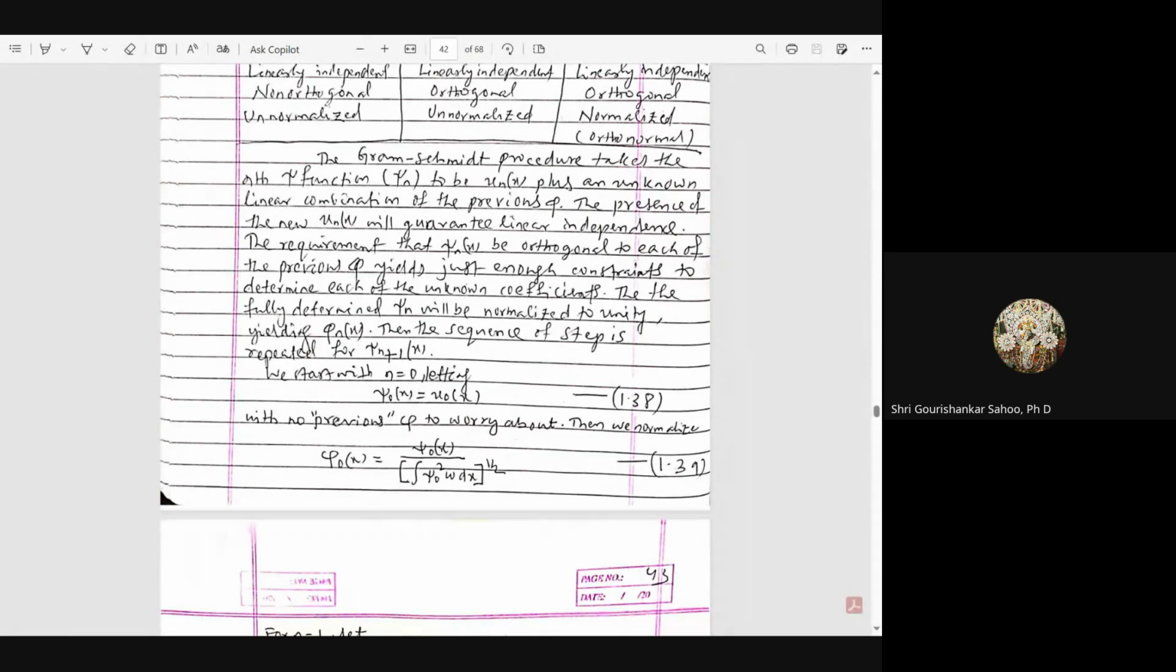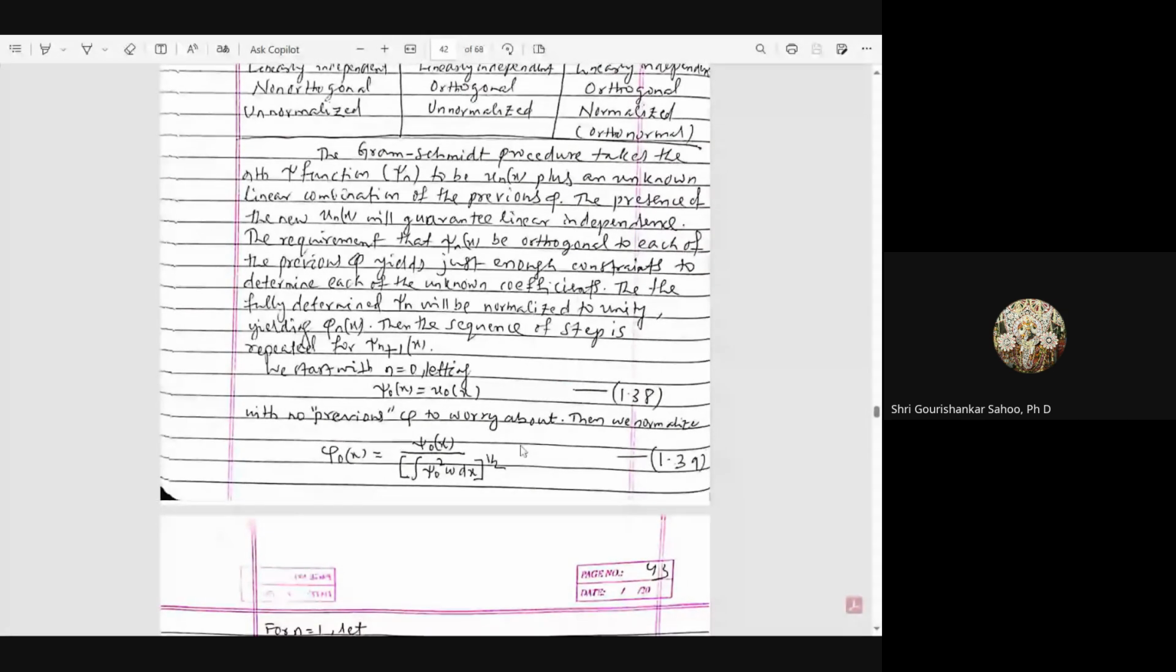So we can start with n equal to 0, and your psi_0 which is a function of x is nothing but u_0 which is a function of x, with no previous phi to worry about. Then we can normalize phi_0 which is a function of x by using the formula psi_0 divided by integration psi_0 square omega dx to the power half.